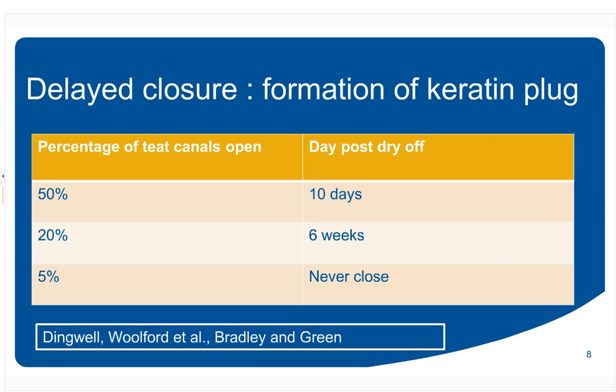So various researchers have been able to demonstrate how there's great variation in the formation of the keratin plug over the dry period. And that keratin plug offers increased resistance to bacteria. And so you can see from this table here, still after 6 weeks in the dry period, 20% of cows have not formed a keratin plug and therefore are at much greater risk of environmental mastitis.